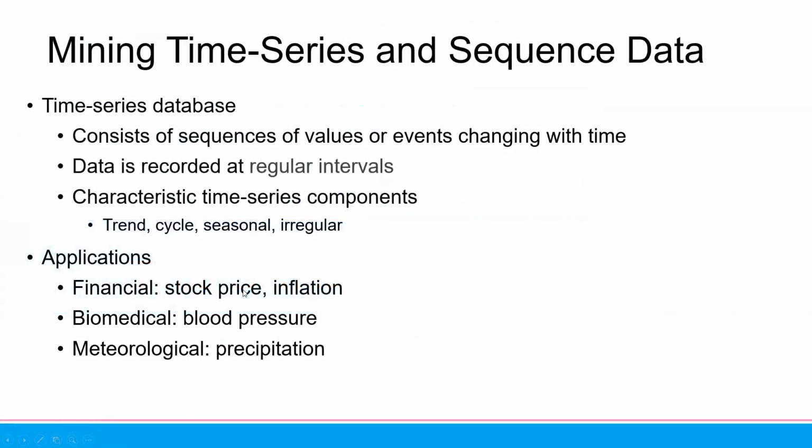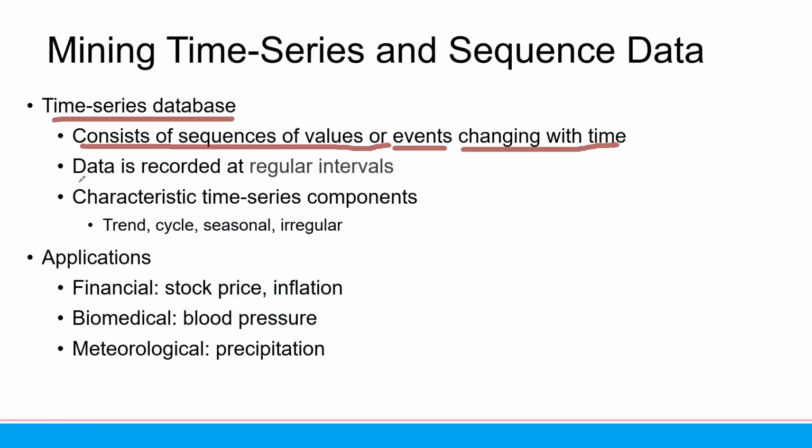Time series and sequential data. What is the meaning of time series? Time series database. It is data that consists of sequences of values or sequences of events changing with time. So for example, I have classes on Monday, I have classes on Tuesday, I have classes on Wednesday. So there's a kind of sequence based on time.